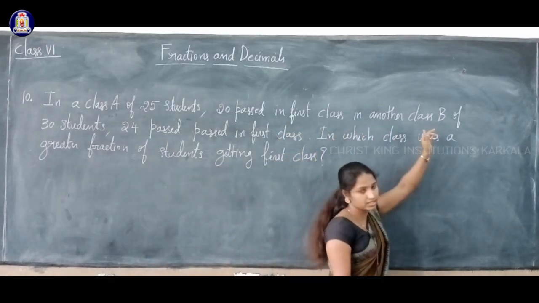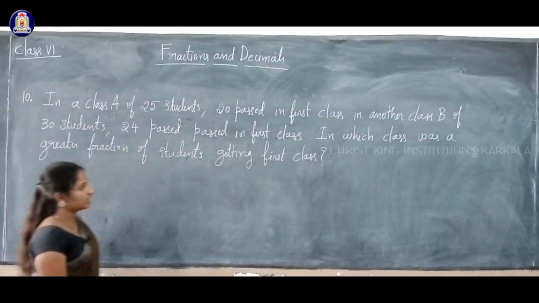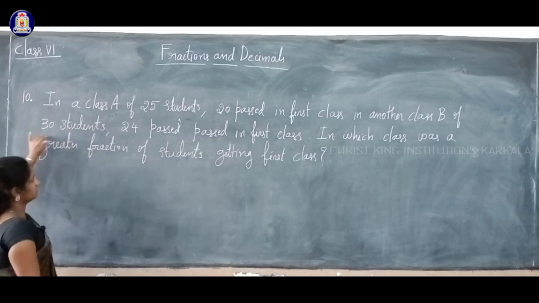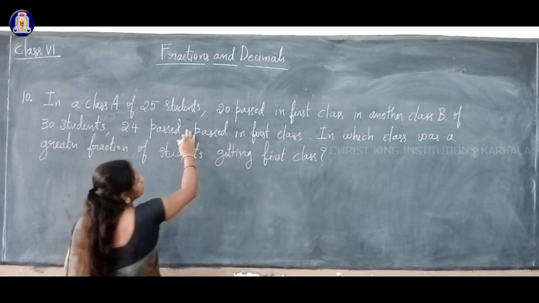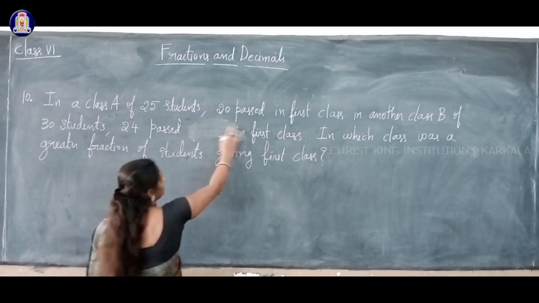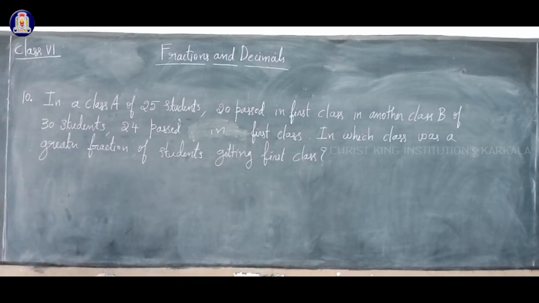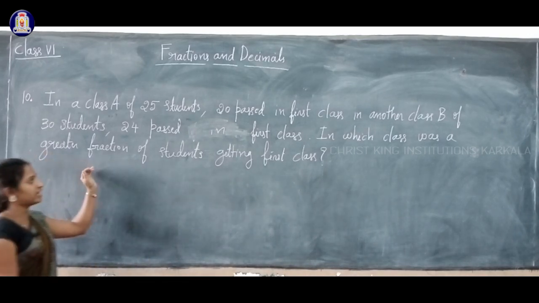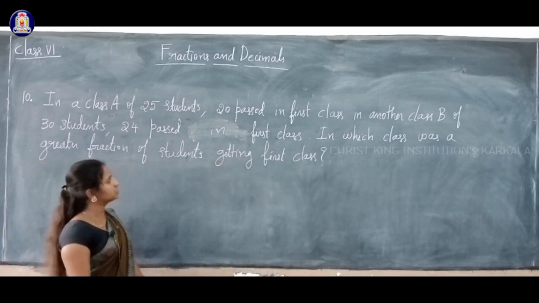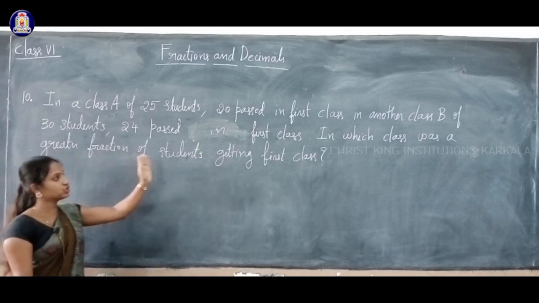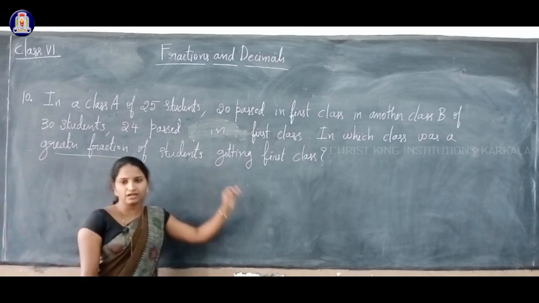There are two classes, A and B. Class B has 30 students, and only 25 passed in first class. The question is, in which class was a greater fraction of students getting first class? You have to find the greater fraction of students getting first class.